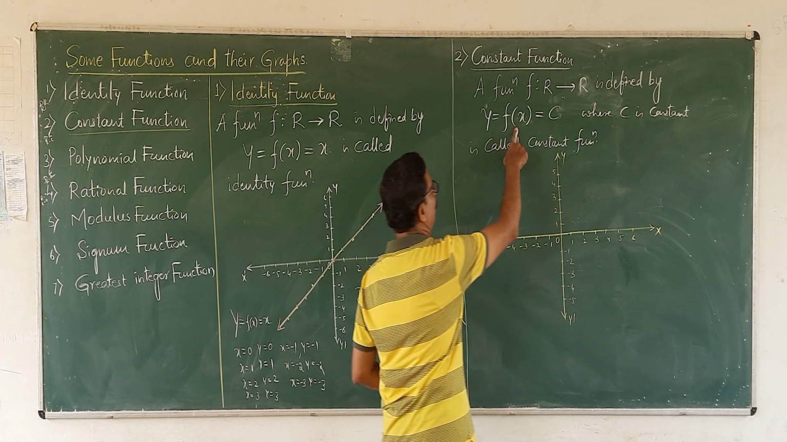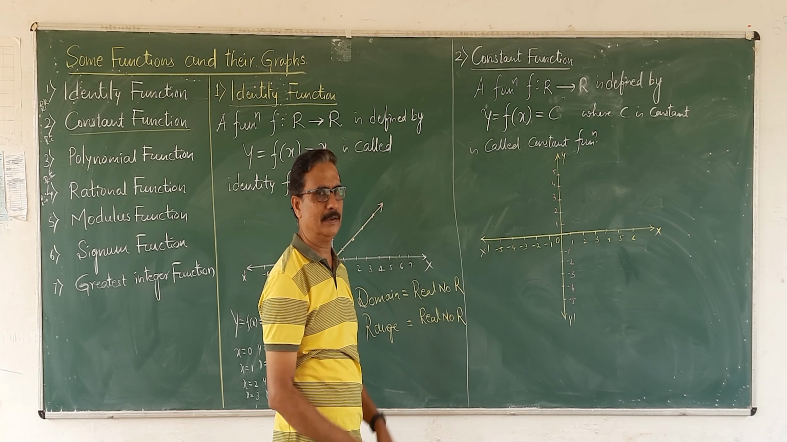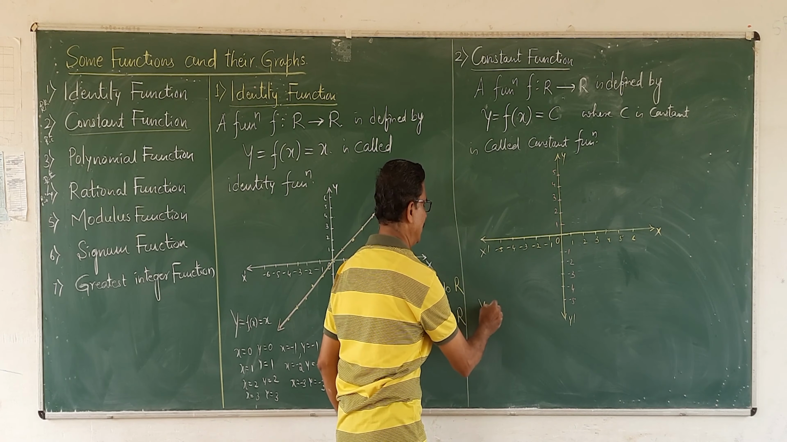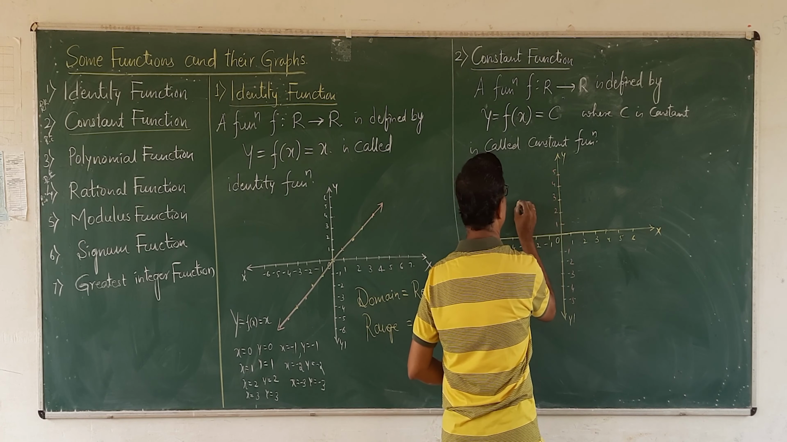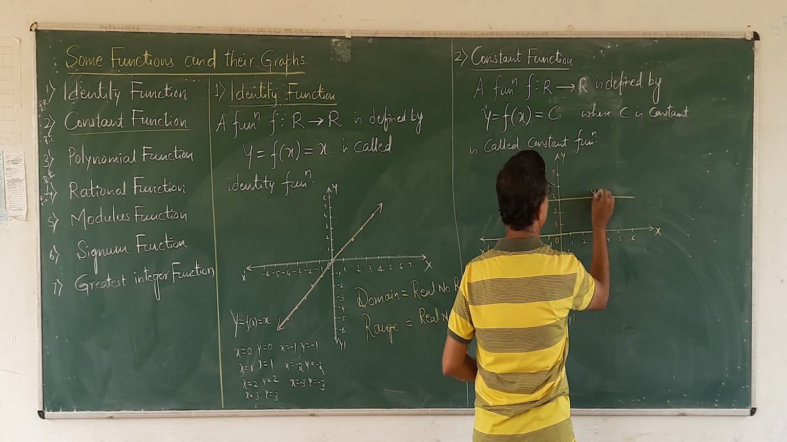So y is equal to f of x, and that f of x value is a constant c. Take any one number, say 1 or 2. If you take 3, y is equal to 3. Or if you take y equal to f of x equal to 5, 5 is also a constant. Give any number, that number should be constant. Now y is equal to f of x equal to 3. Locate the point on this axis. So y value 3, here. This is a constant function. Y is equal to 3.